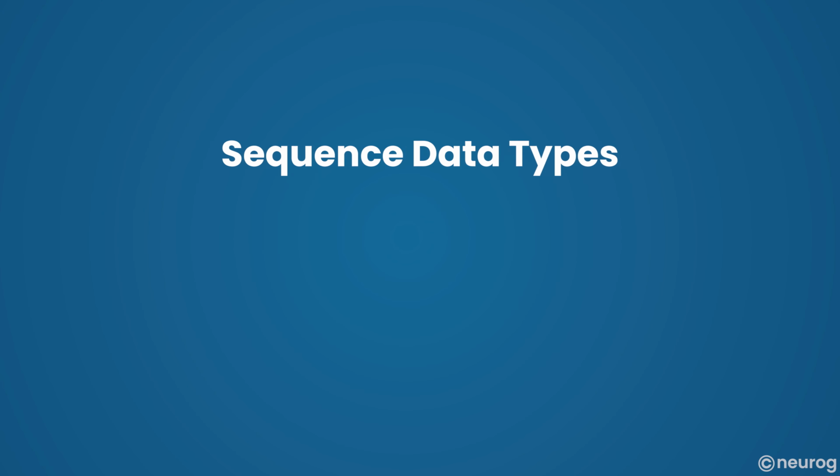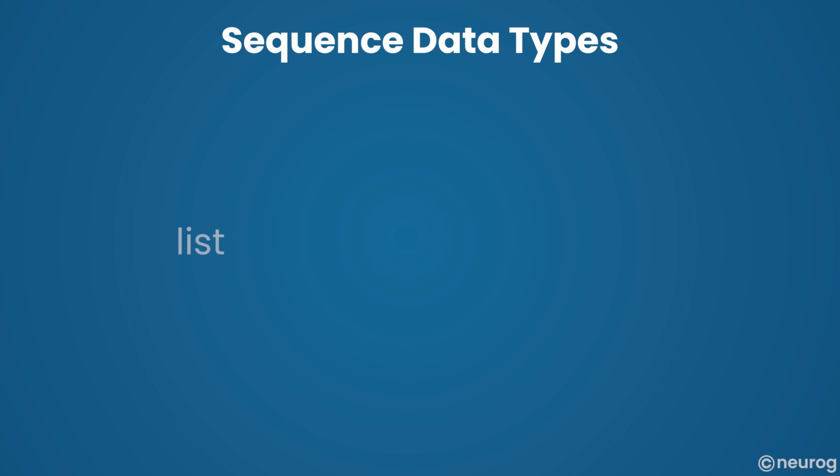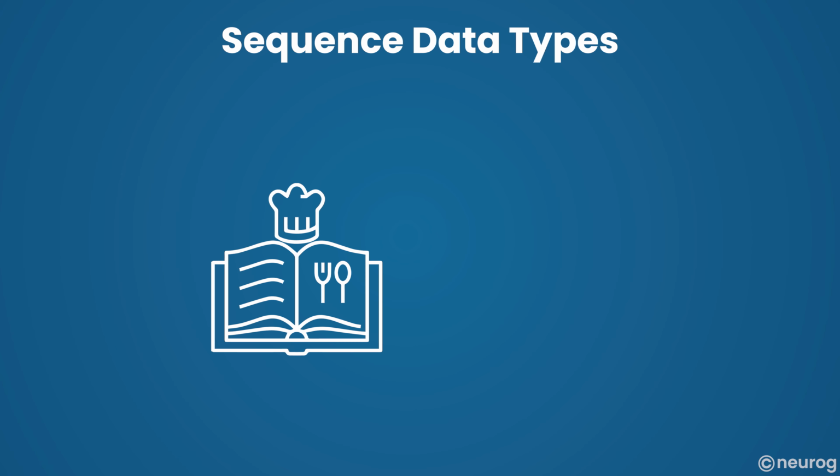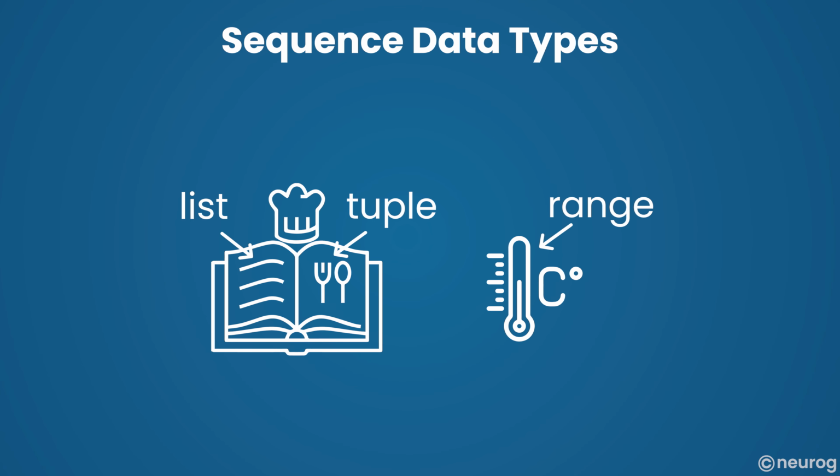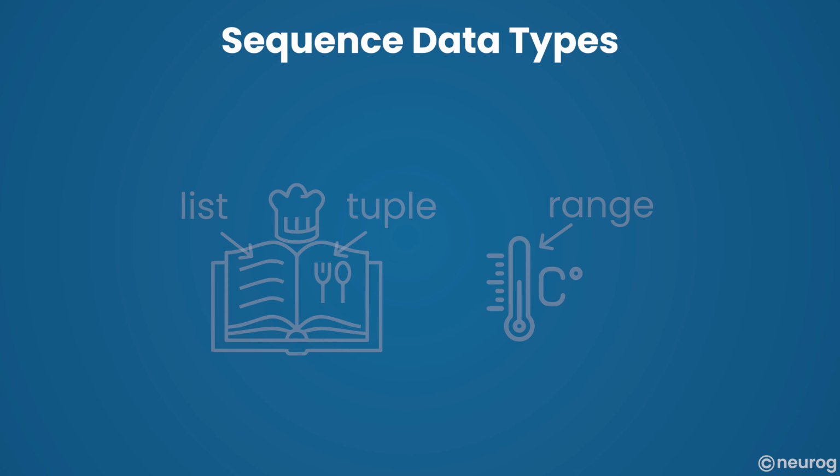Next up, we have sequence data types. Python provides list, tuple, and range for managing ordered sequences of data. Think of a recipe book. Ingredients are listed in a list. Family recipes are stored in a tuple, and cooking temperatures can be represented using a range.